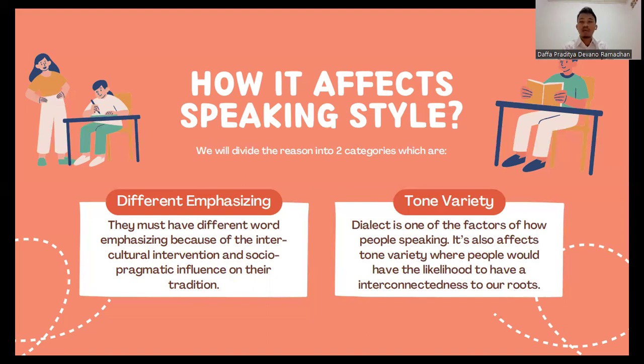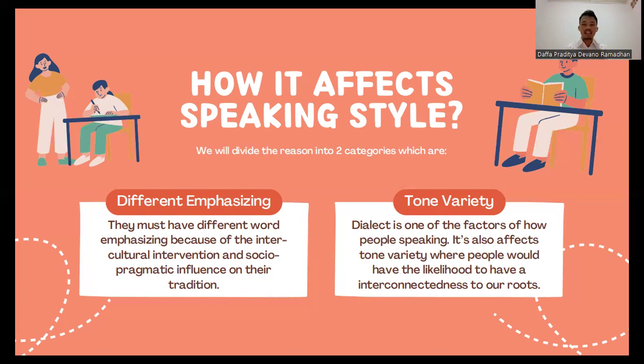Like for example, in American English, they sound the R in words, for example, car or tire. So the R is super clear, but in British English they do not sound the R. So it's like posh words, for example, car or tire or Spider-Man. So the R sound is not really emphasized when we speak. So yeah, it must be different emphasizing.